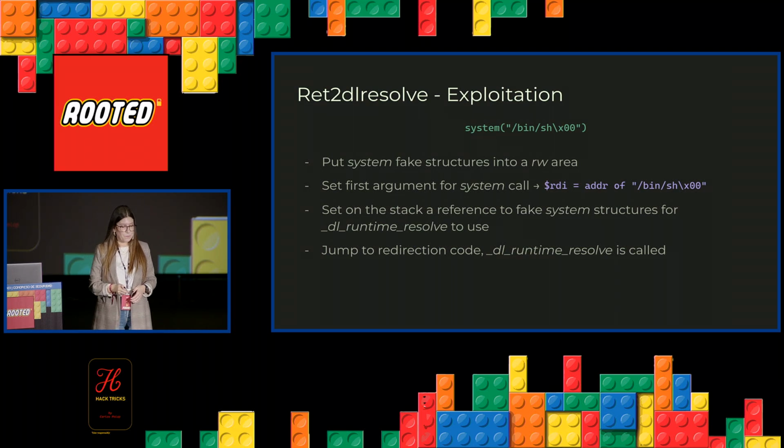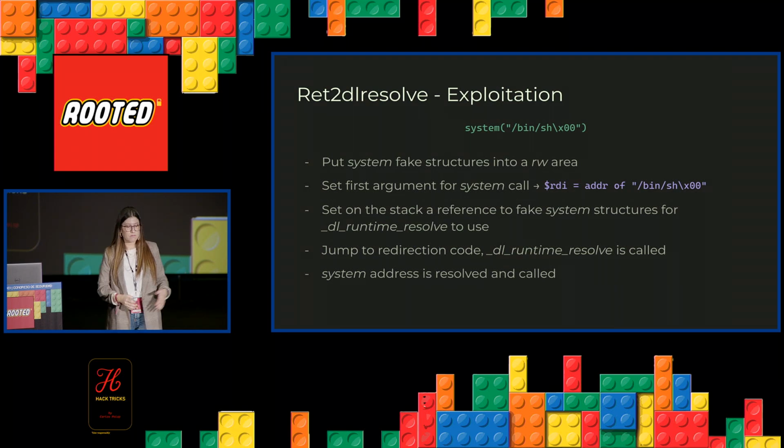So in the end, since DL runtime resolve is called, and it's called with the reference to the system fake structures, then the system address will be resolved and system will be called. And as I said before, it will be called exactly with the correct parameters because we took care of that before.